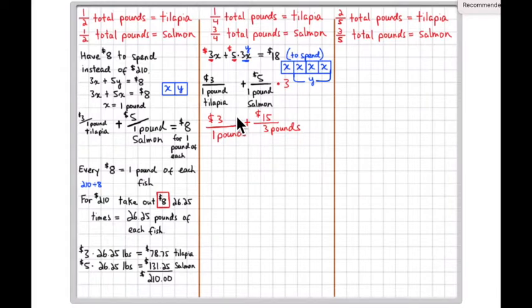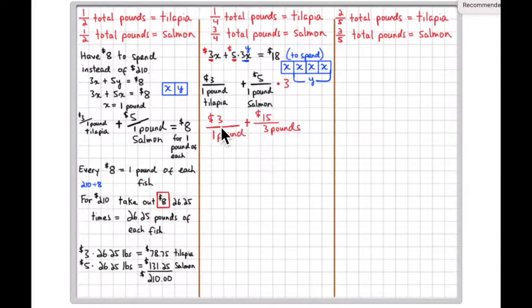So now I'm going to rewrite this using the slope-intercept form. So I have $3 per 1 pound of tilapia and $5 per 1 pound of salmon, but that's times 3, because I'm going to buy 3 pounds of salmon and 1 pound of tilapia. So 1 pound, $3 per 1 pound, plus $15 per 3 pounds. So $15, it cost me $15 to purchase 3 pounds of salmon. Now we've been through this before. Actually, I think I'm jumping ahead a little bit here. This is all the standard form of the equation.